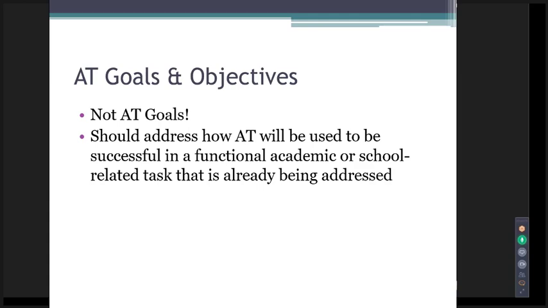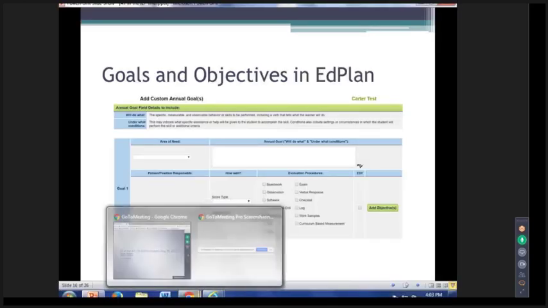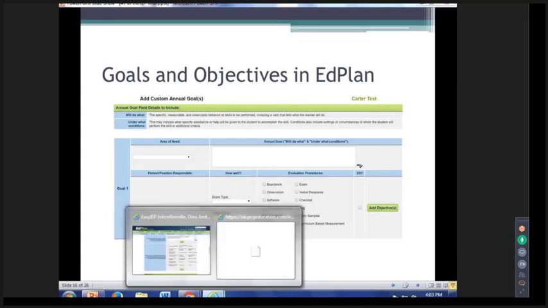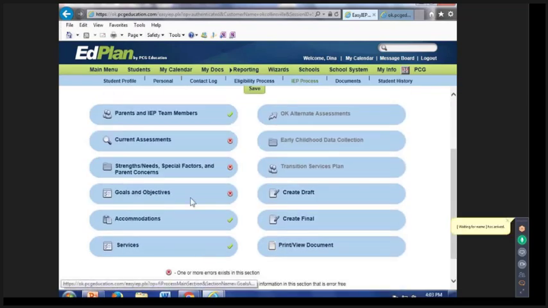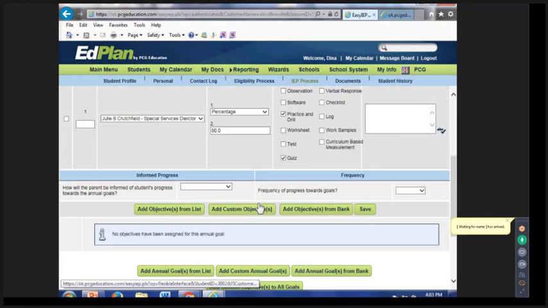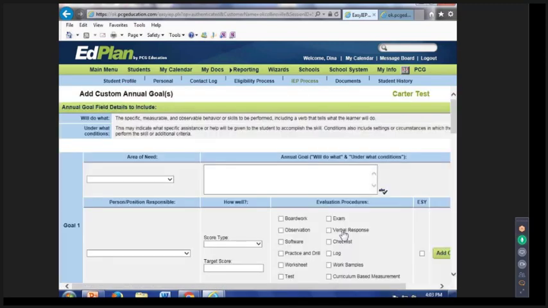I will put a caveat on that though. If them learning to use the device is critical to be addressed in the IEP, then that might be an objective as part of the goal. And we'll look, that might make more sense here in a minute. Here's a screenshot of the goals and objectives page. Flipping back to there we go, just a blank one.